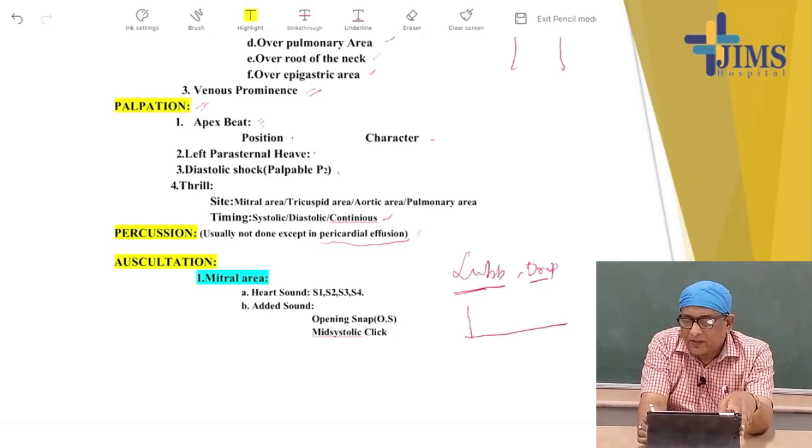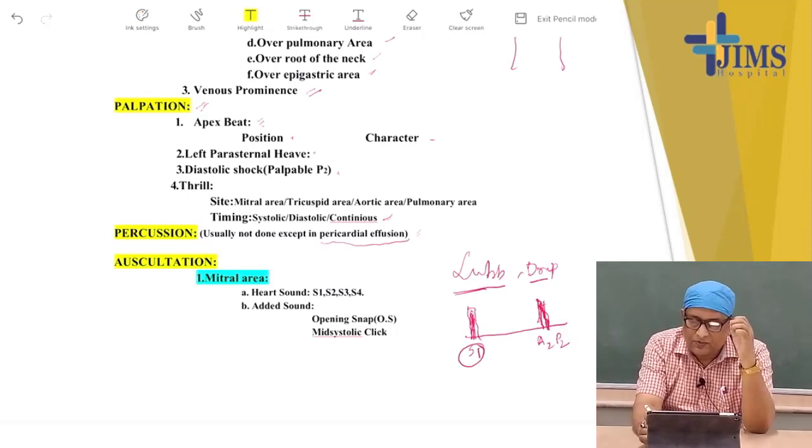If you draw this here, this is the first heart sound, this is the second heart sound. The second heart sound has two components, A2 and P2. The first heart sound also has two components, but it is not as hard as this. The first heart sound is formed due to closure of the tricuspid valves, and the second heart sound is due to the closure of the aortic and pulmonary valves. This is the portion we call systole, and this is diastole.